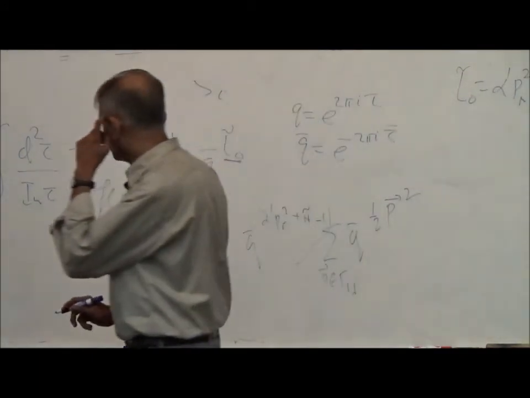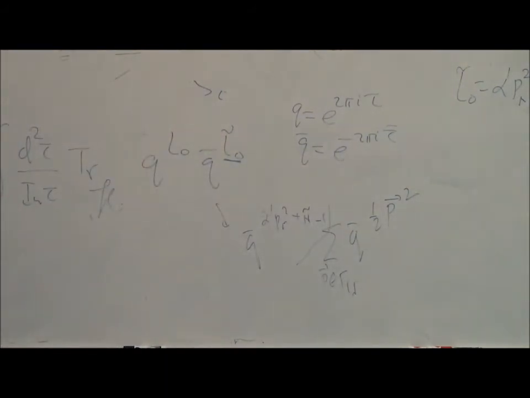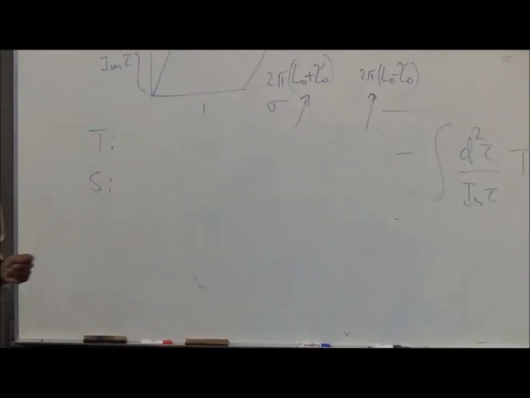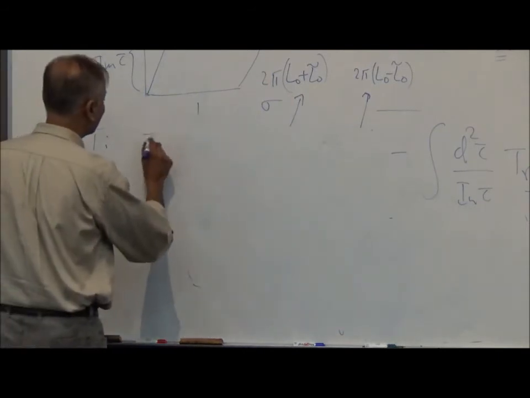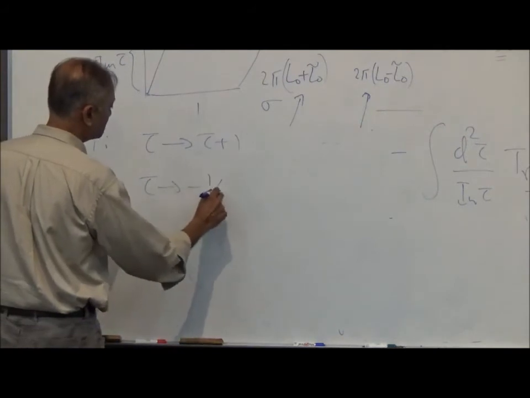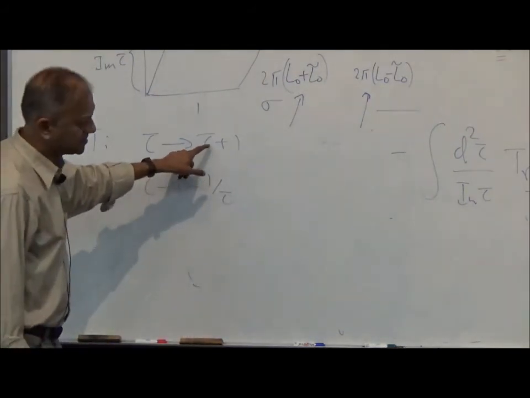Now let's look at the two transformations. The two generators of SL2Z: the first transformation, tau going to tau plus 1, and this, tau going to minus 1 over tau. By the way, this P and S should not be confused with the T duality and S duality. Unfortunately, it's the same notation. Let's look at the first, which is the easiest to study.